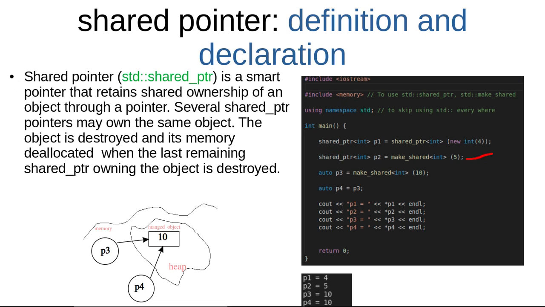In this line, this is another way to create an object pointed to by a shared pointer, using the method make_shared instead of new. So make_shared, give it the type integer, and this is the value of the object pointed to by the pointer. So p2 now is pointing to an object of type integer and value equal to 5.